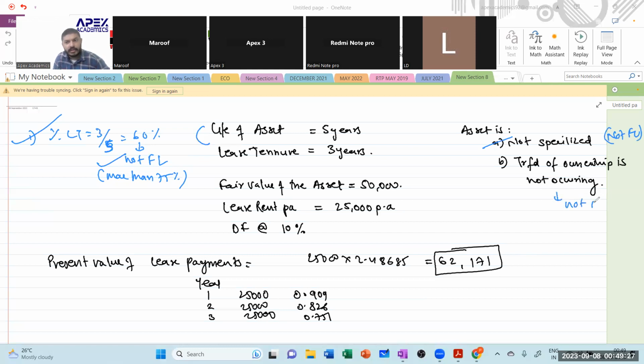Ownership is not transferred, so it is not a finance lease. How many points are covered? Point number C: there is no bargain purchase option. How will there be any bargain purchase option if ownership is not transferring? No bargain purchase option, so it is not a finance lease.